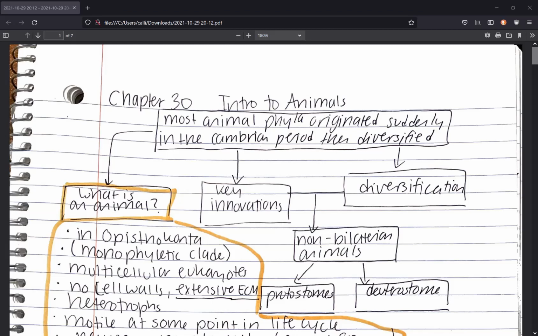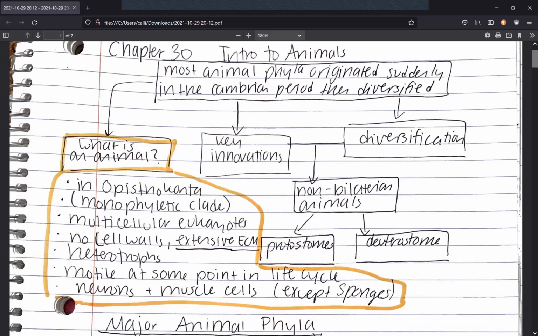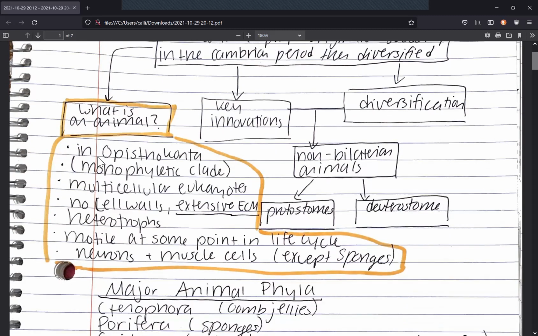So first, what is an animal? It's in opisthokonta with fungi and choanoflagellates. It's part of a monophyletic clade. Animals are multicellular eukaryotes. They don't have cell walls, but they have extensive extracellular matrix, ECM. They're heterotrophic, motile at some point in their life cycle, and with the exception of sponges, they have neurons and muscle cells.